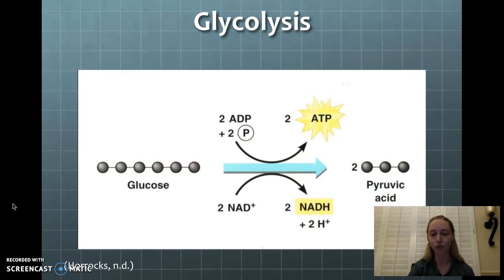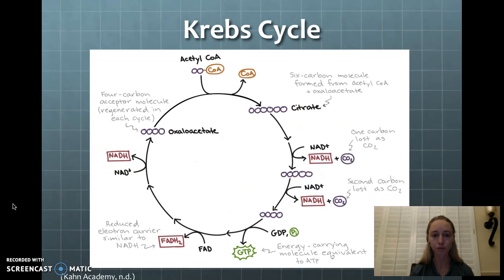Those 2 pyruvates can then be converted into acetyl-CoA, which can then enter the Krebs cycle, which I have listed here. The transition from pyruvate to acetyl-CoA does produce 2 molecules of NADH, which again, put that in the back of your mind. The acetyl-CoA can enter the Krebs cycle.